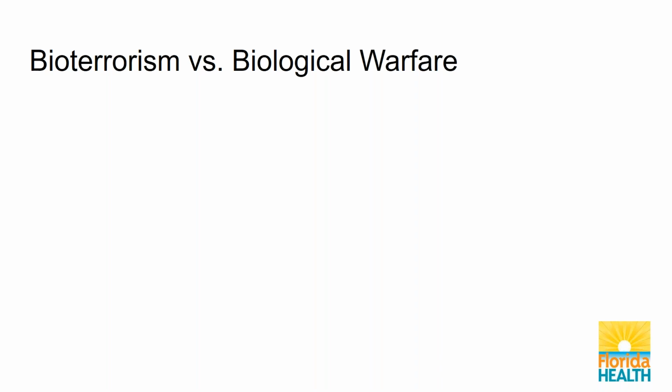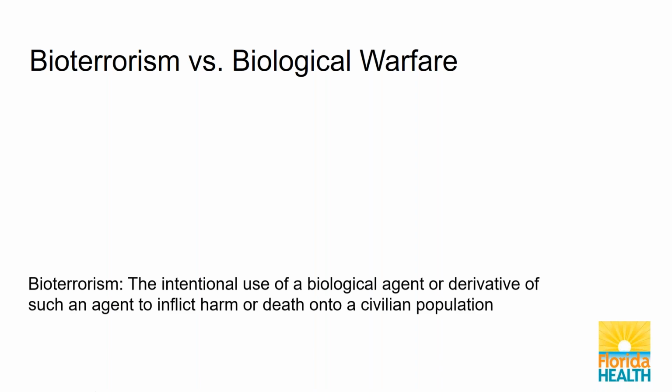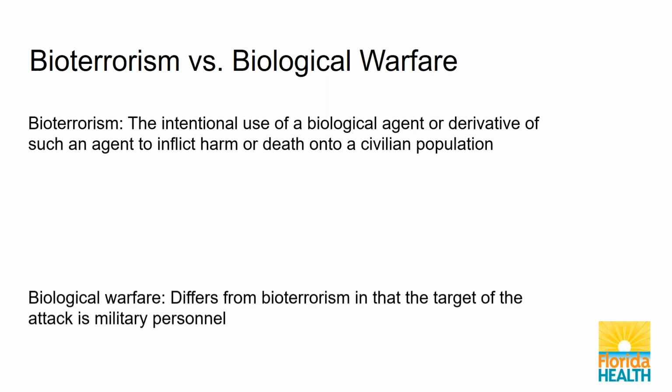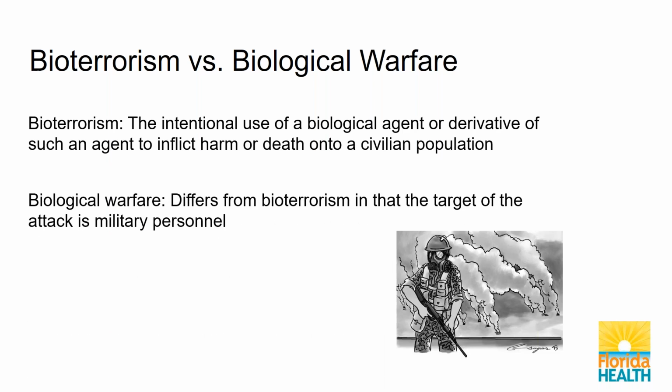Okay, so Carrie Harder says biological warfare is aimed at military operations, right? So bioterrorism is going to be the intentional use of a biological agent or derivative of such an agent to inflict harm or death onto a civilian population. Biological warfare differs from bioterrorism in that the target of the attack is military personnel. As far as the APIC text, they kind of refer to both of them together as bioterrorism.